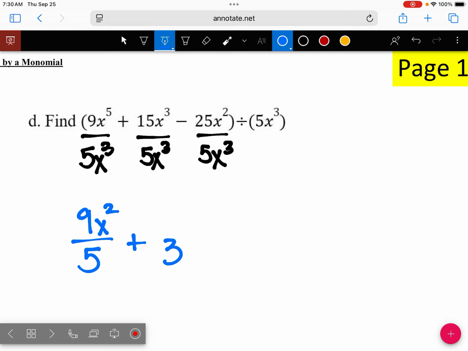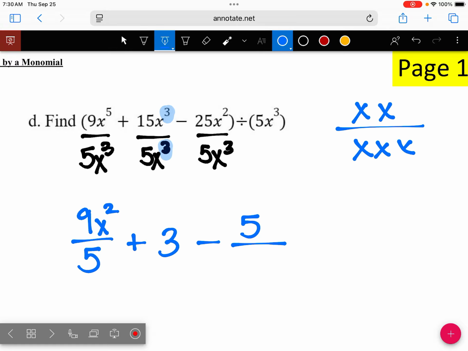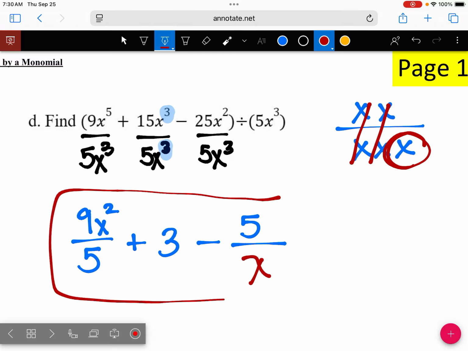And then you have the exponents when you subtract. 3 minus 3, you get 0. Bring down your subtraction sign. 25 divided by 5 is 5. But again, I have 2 x's upstairs, 3 downstairs. And when I cancel out 2, what I have left over ends up being in the bottom. And that would be your answer.